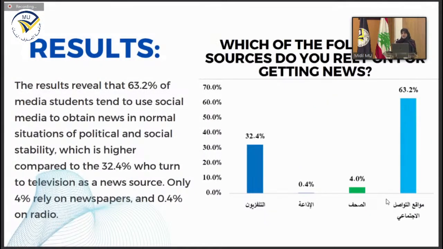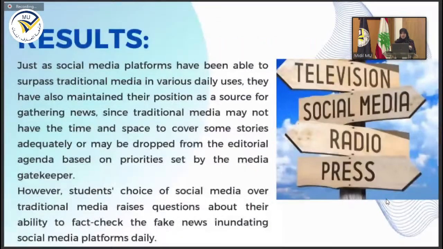Which of the following sources do you rely on getting news now? Not on a daily basis, not for entertainment, for gathering news. The results reveal that 63.2% of media students tend to use social media to obtain news on a daily basis.